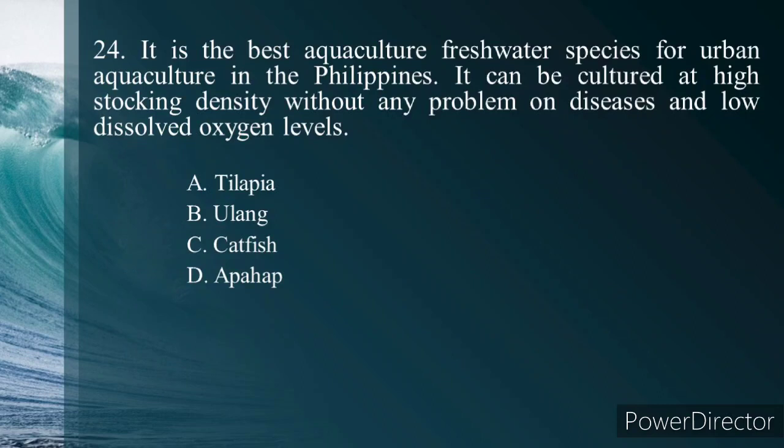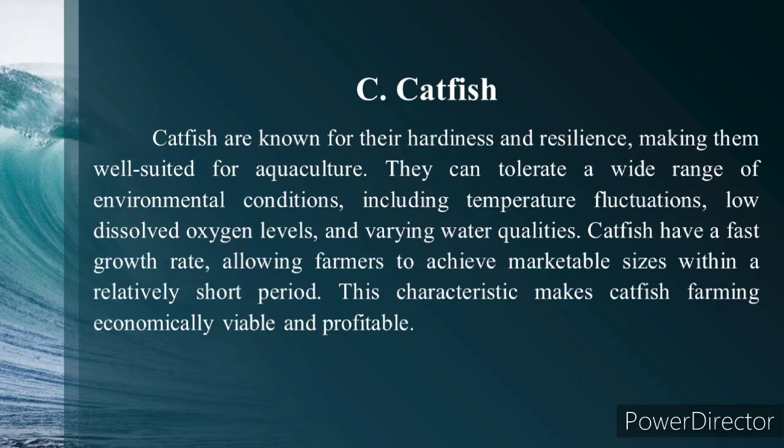Number 24. It is the best aquaculture freshwater species for urban aquaculture in the Philippines. It can be cultured at high stocking density without any problem on diseases and low dissolved oxygen levels. A. Tilapia. B. Ulang. C. Catfish. D. Apahop. 1, 2, 3. The answer is C. Catfish.